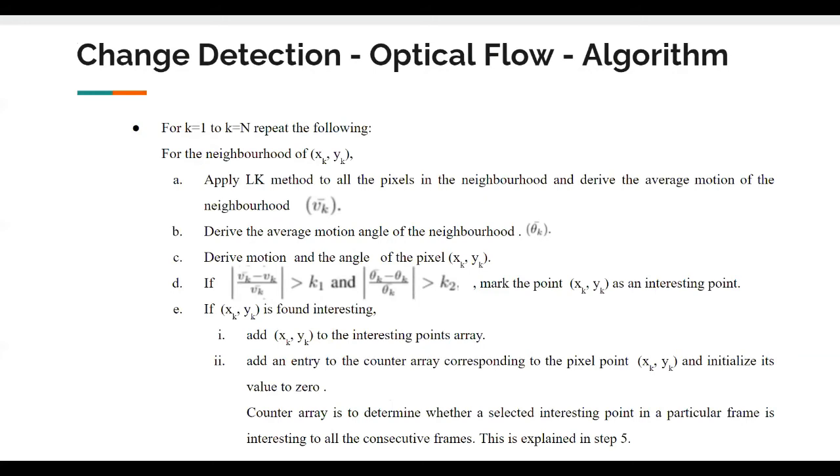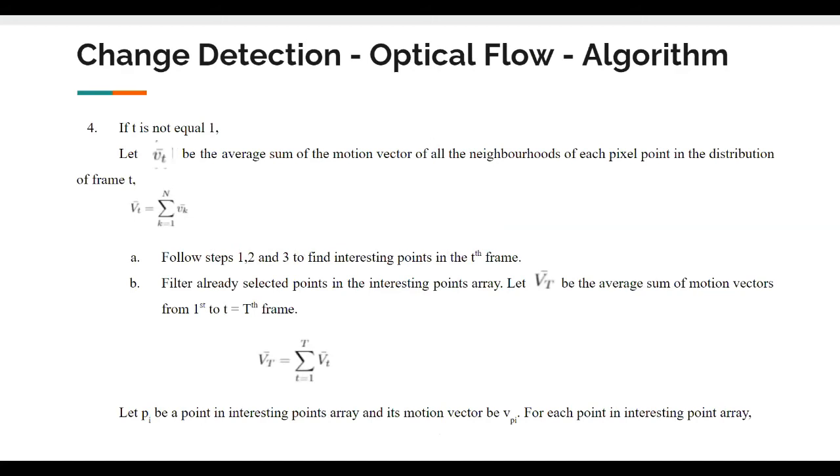And for each entry in the pixel point array, we keep another entry in an array called the counter array. I will explain what this counter array does. If we find that the values of this pixel exceed both thresholds, then we put it into the interesting point array, and correspondingly we initialize a counter value and set it to 0.